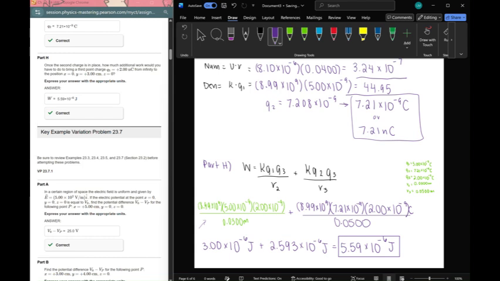So basically the work equals 5.59 times 10 to the power of negative 6 joules. Since all 3 charges are positive, they repel each other, so positive work is required to bring the third charge into the system. Therefore, that is my answer. Thank you.